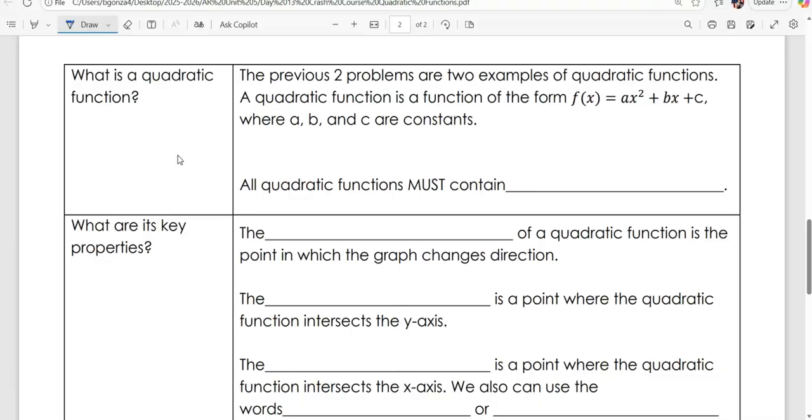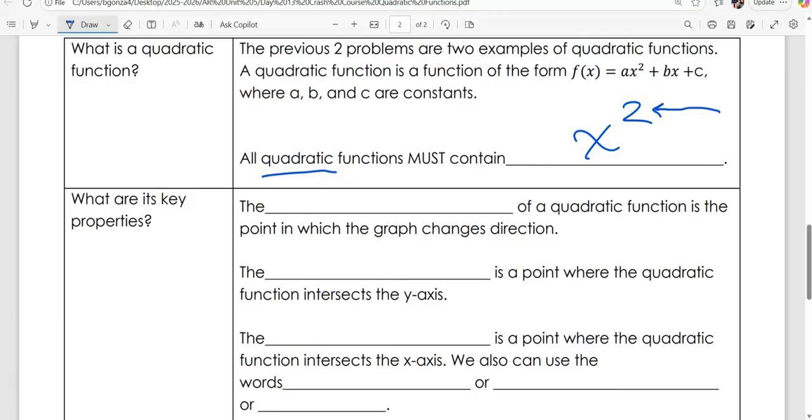The previous few problems are 2 examples of quadratic. A quadratic function is a function of this standard form, ax squared plus bx plus c, and a, b, and c are constants. A quadratic function must have an x squared. Specifically, that squared has to be on the variable, okay? So it has to have x squared for it to be quadratic, okay? So what are the key properties? The blank of a quadratic function is the point at which the graph changes directions. Okay, it's called the vertex.